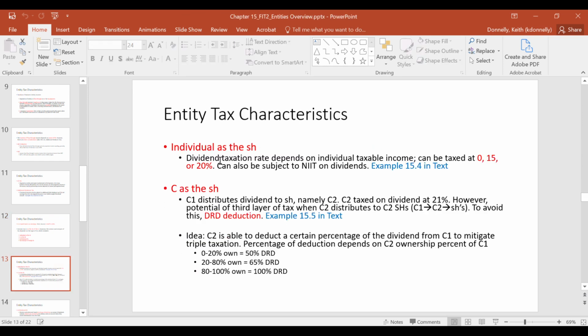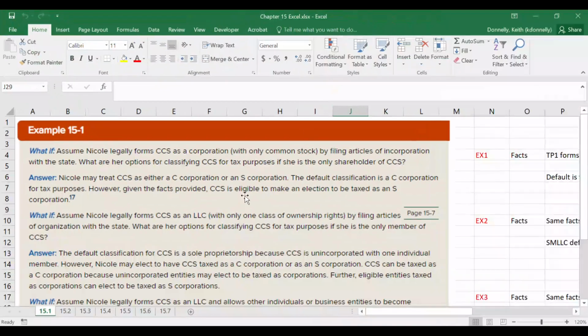Now, for individual shareholders, we're talking about the dividends that are being pushed out to the shareholder. If you're an individual and you receive a dividend from a corporation, assuming it's a qualified dividend that receives that preferential rate, the default rule is you're going to have those capital gains tax rates on it. So depending on your level of income, you're going to be taxed on that dividend at 0, 15, or 20%. Let's look here at 15.4 to kind of show this.